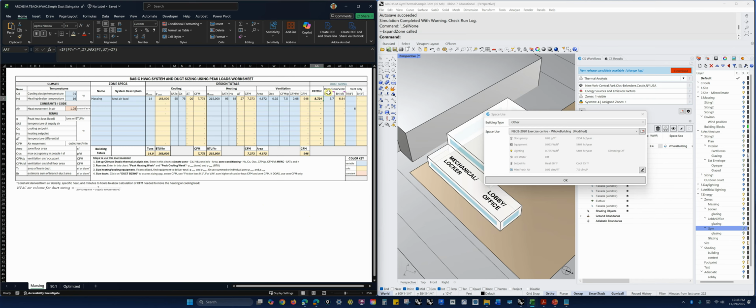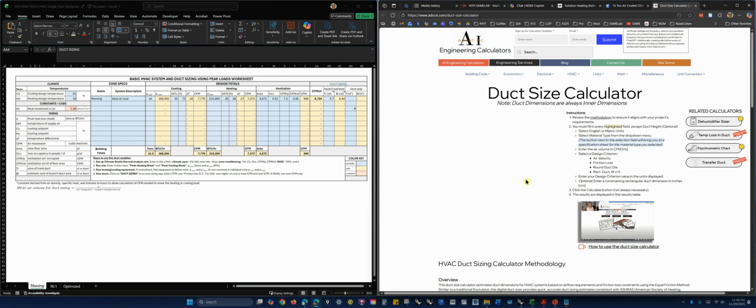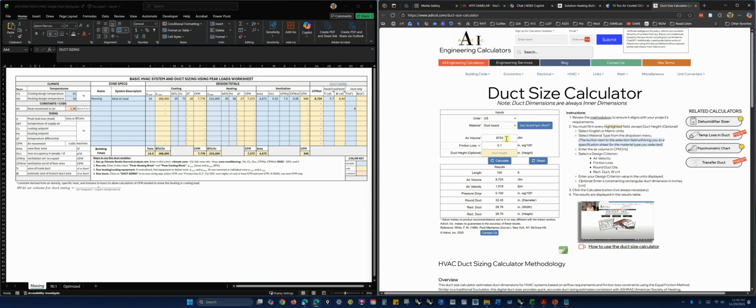CFM. So how do I get a duct sizing from that? There's a bunch of places you can do it, but I've just given you this link to a duct sizing calculator. I already put in the 8724. The only other thing you need to do here is pick another variable. So I would pick friction loss and put it at 0.1.